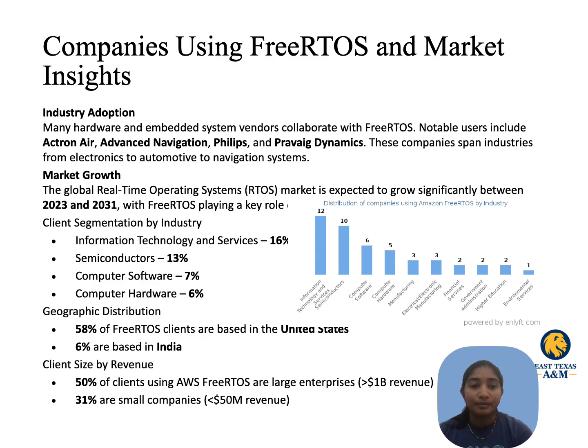Industry usage breakdown: 16% from information technology and services, 13% from semiconductor sectors, 7% from computer software, 6% from computer hardware. Geographically, the majority of FreeRTOS clients, 58%, are based in the United States, followed by 6% in India. In terms of client size, 50% are large enterprises with revenue over 1 billion, while 31% are small businesses under 50 million, showing how FreeRTOS appeals to both ends of the market.